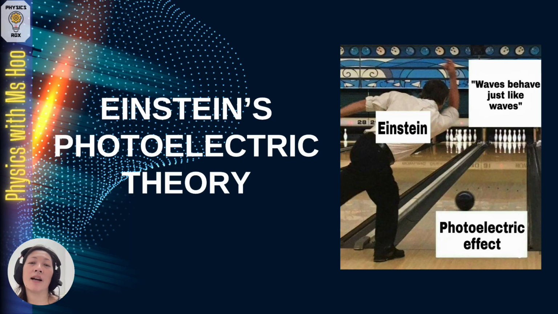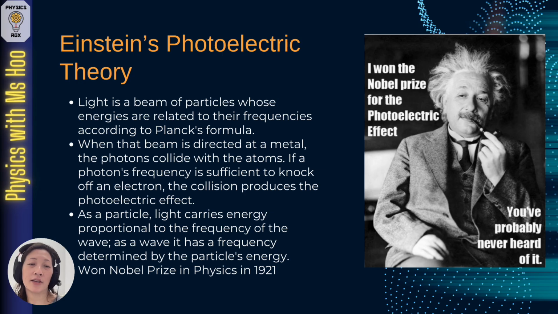Now let's go into Einstein's photoelectric theory. Einstein's photoelectric theory states that light is a beam of particles whose energies are related to their frequencies according to Planck's formula. When that beam is directed at a metal, the photons collide with the atoms. If a photon's frequency is sufficient to knock off an electron, the collision produces the photoelectric effect. As a particle, light carries energy proportional to the frequency of the wave. As a wave, it has a frequency determined by the particle's energy. With his photoelectric theory, Einstein won the Nobel Prize in Physics in 1921.